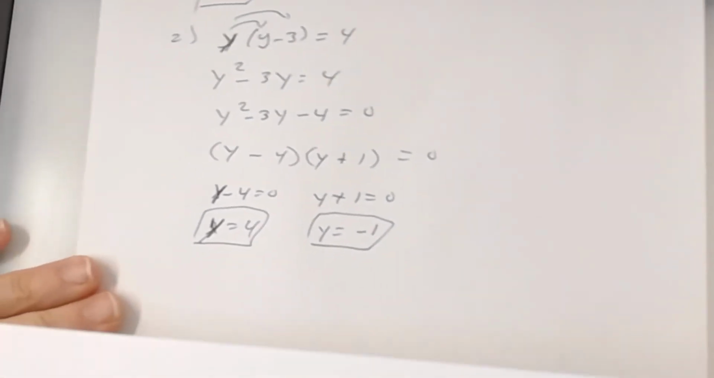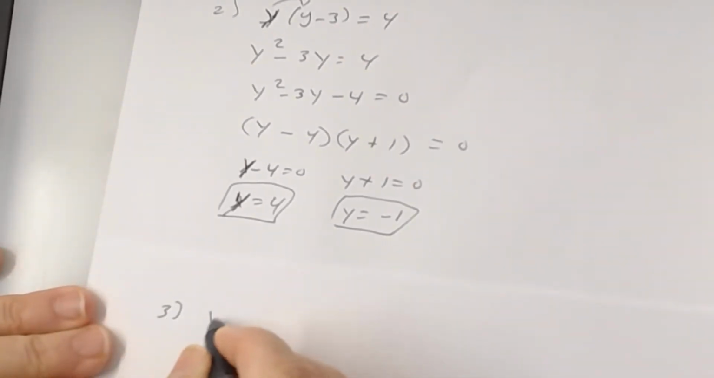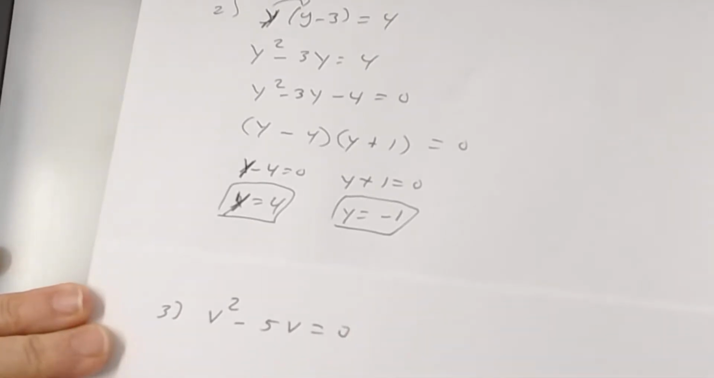Okay, number 3. V squared minus 5v equal 0. So what are you going to do there? First of all, is it in general form? Yes. Yes, it is. Why you said no? Just tell me why you think you said no.